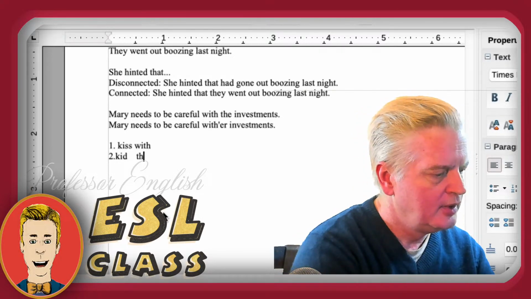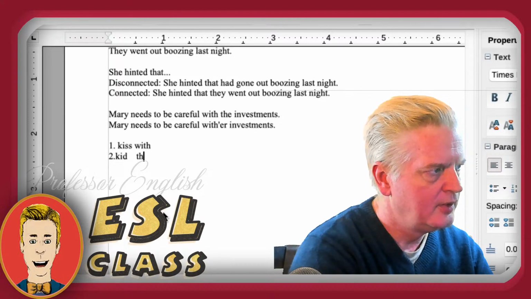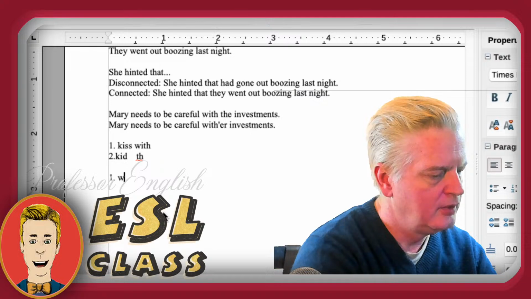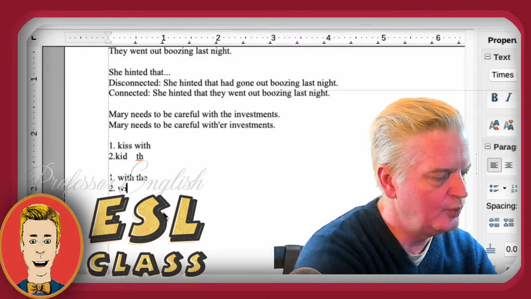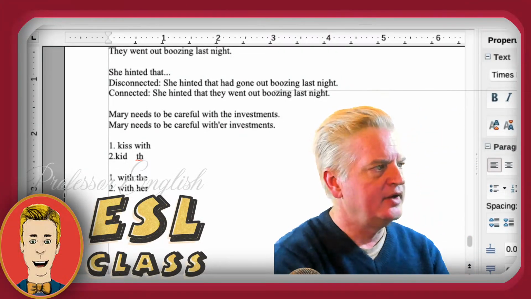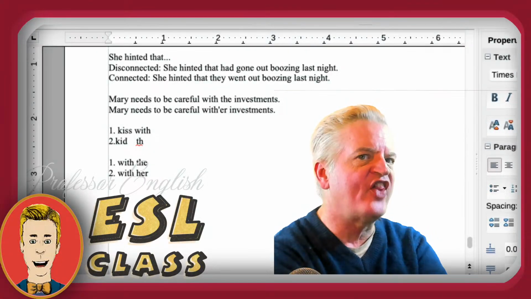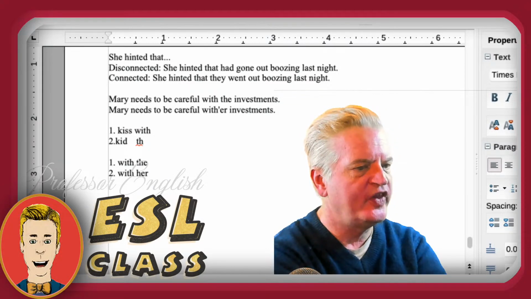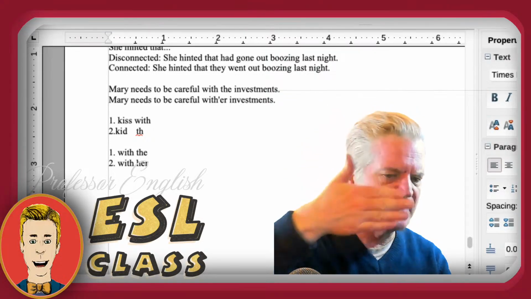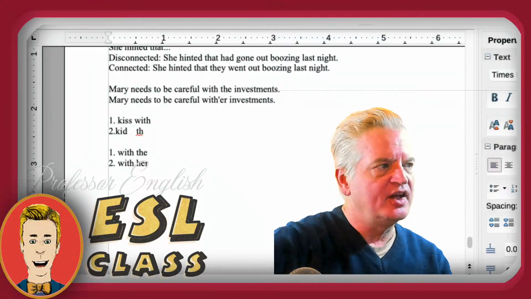Let's write it down. We'll do another number one, which is with the. And then let's do with her. So we can hear the difference. All right. So there's going to be a lot of sound in number one. With the. With the. There's like a stop. There's even a stop in the middle. With the.